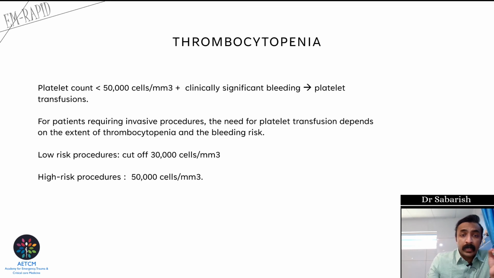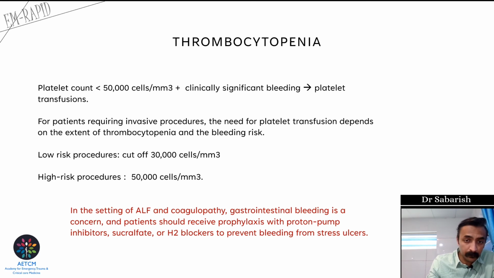Thrombocytopenia correction, again: platelet less than 50,000 with clinically significant bleeding definitely warrants platelet transfusions. Otherwise, for low risk procedures like central line insertion and things like that, we accept a cutoff of 30,000, and for moderate to high risk procedures other than neurosurgeries, we usually accept a cutoff of 50,000. But in the setting of ALF and coagulopathy, GI bleed is a major concern, and those patients should definitely receive prophylaxis for GI bleed in the form of proton pump inhibitors, sucralfate, or H2 blockers.